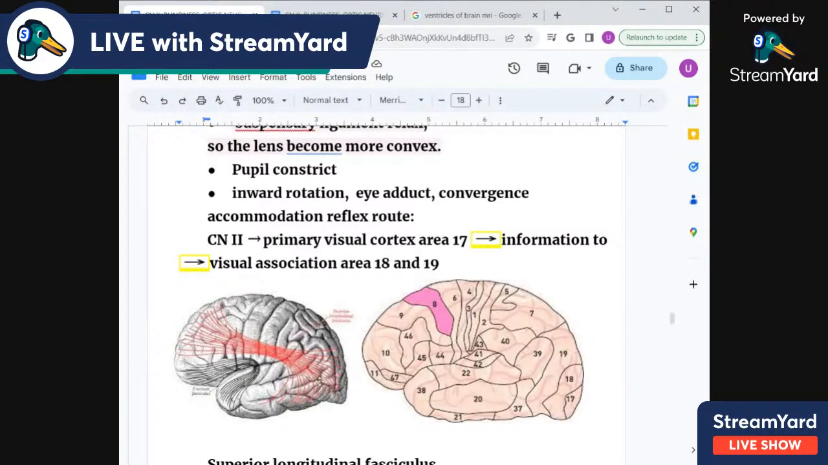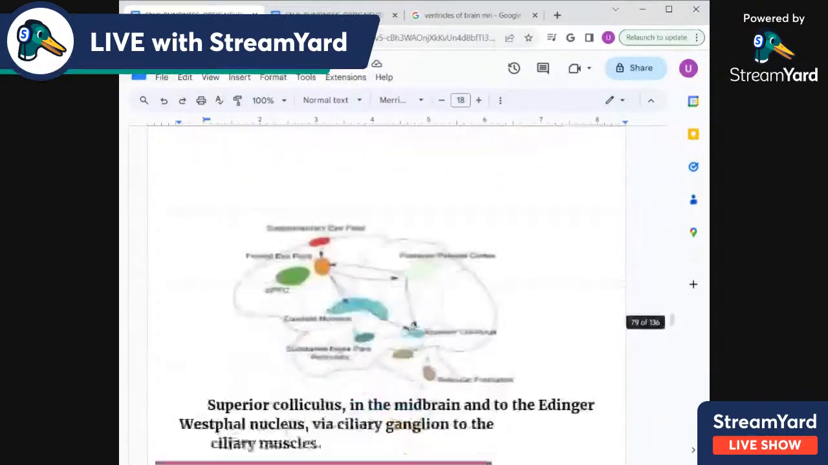And this is connected through this. This is known as superior longitudinal fasciculus. So superior longitudinal fasciculus connects the visual cortex to the frontal eye field area 8 in the frontal lobe. So let's see here. This is frontal lobe.